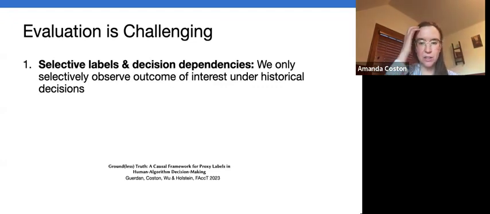I'm just mentioning there's a paper where we talk more about this conceptual landscape and some of the challenges with addressing this, particularly when we're looking at human decision-making systems. You could check out that paper if you're interested in that.